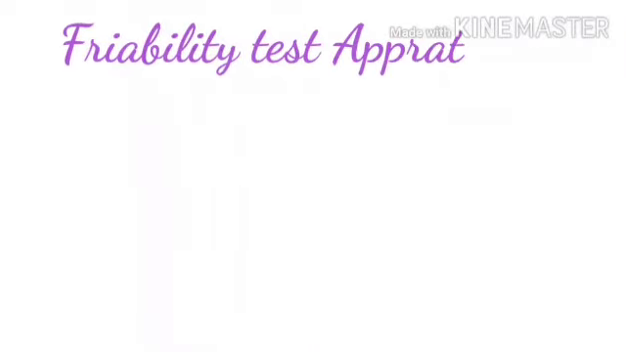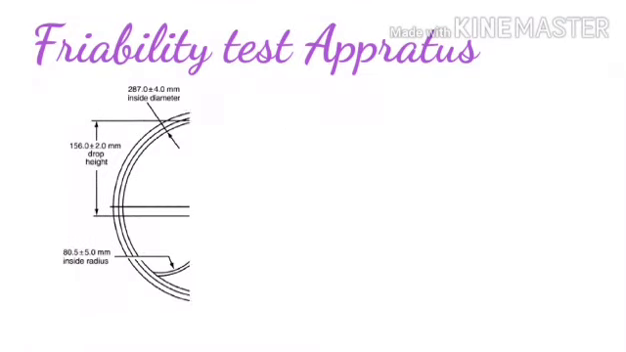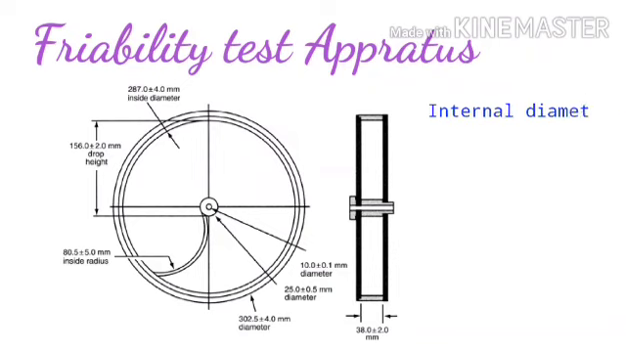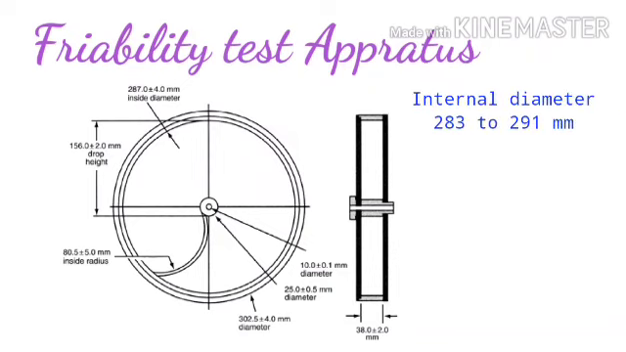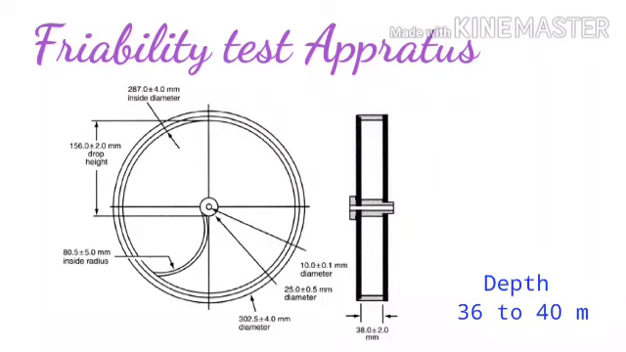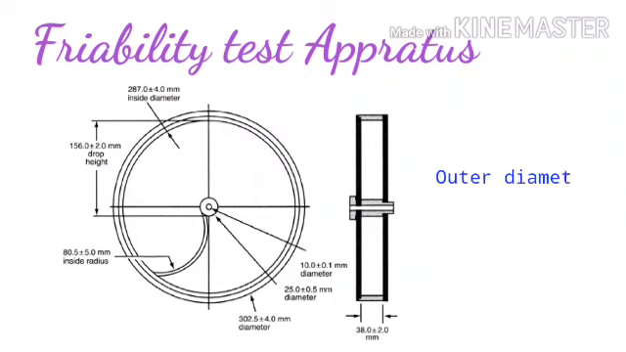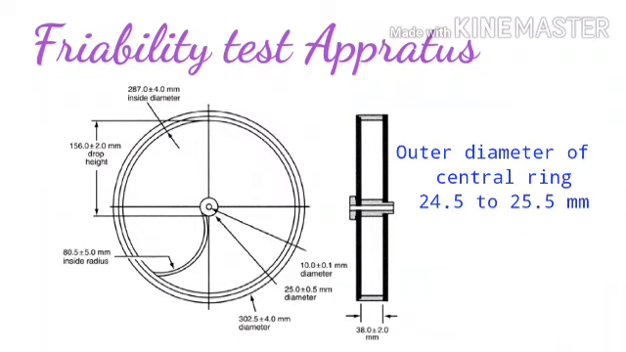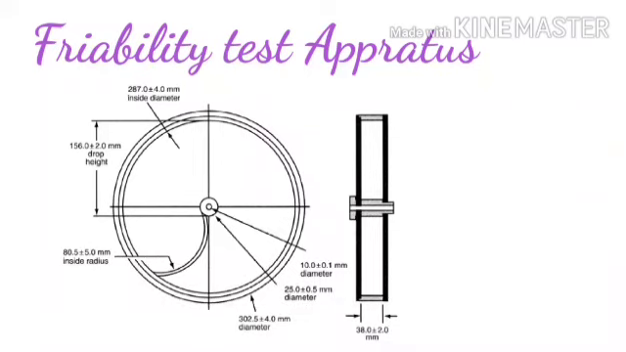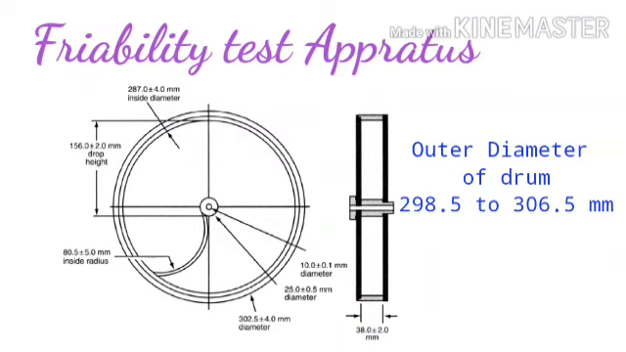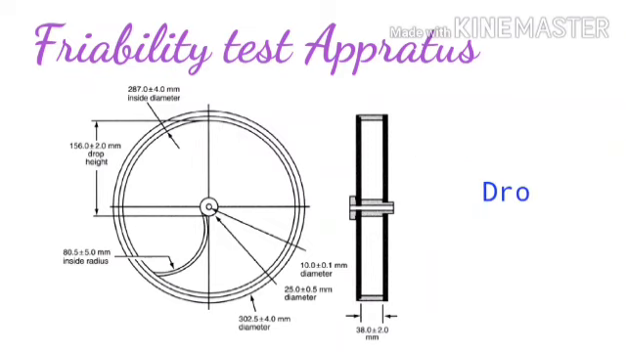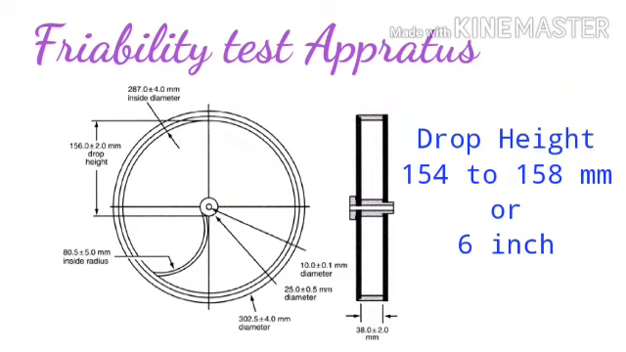Let's understand the design and description of the friability test apparatus based on the USP. This apparatus internal diameter is 283 to 291 mm. Depth of this apparatus is 36 to 40 mm, and the curve projection with the inside radius is 75.5 to 85.5 mm. Outer diameter of the central ring is 24.5 to 25.5 mm. Outer diameter of the drum is 298.5 to 306.5 mm. And a very important part is the dropping height, 154 to 158 mm or 6 inches, also called the falling height.